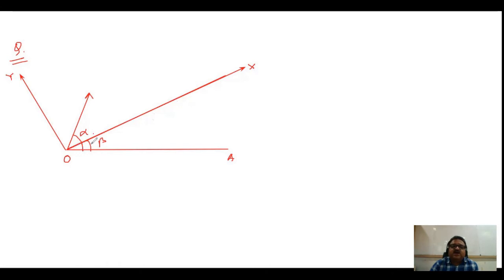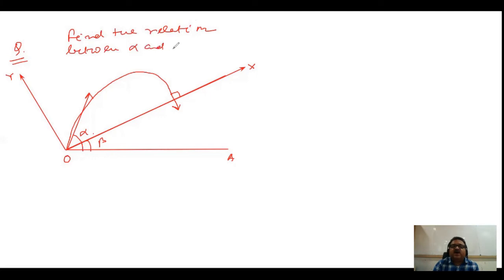Suppose an inclined plane of angle of inclination beta, a body is projected making an angle alpha with the horizontal, that means with OA. The question is this: if this body hits the incline perpendicular to it, that means this angle is 90 degrees, find the relation between alpha and beta.